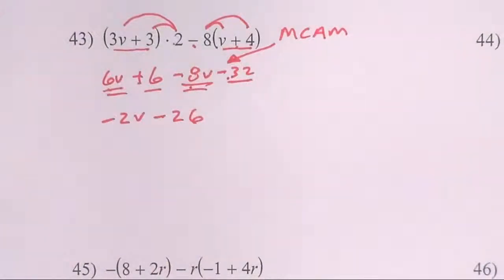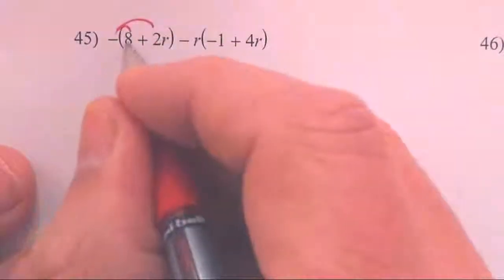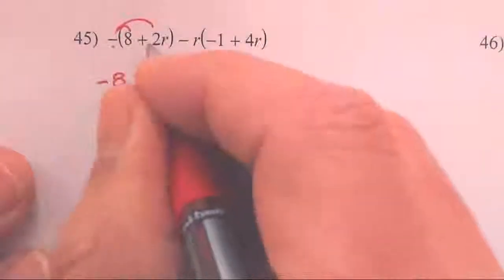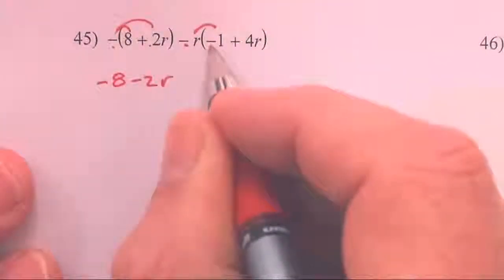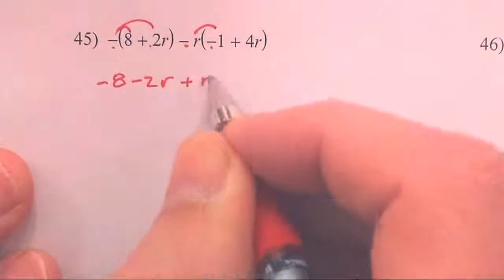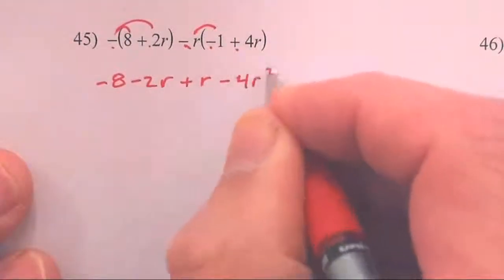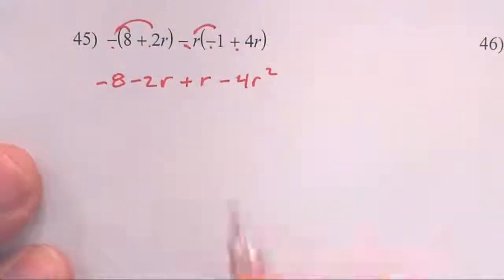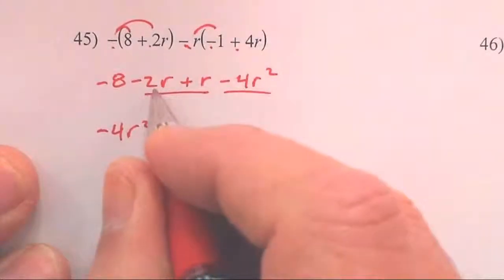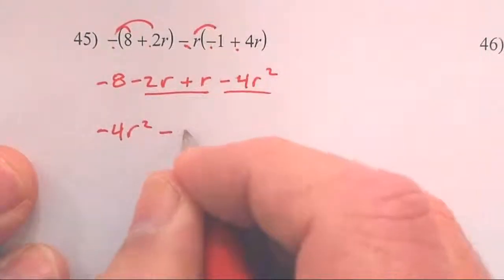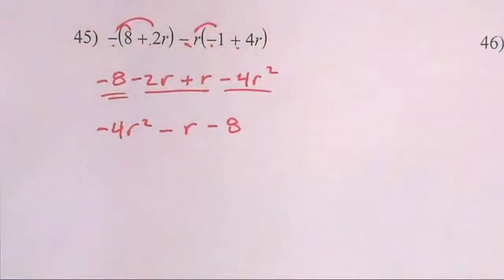Just jump onto the next page. 45. Distribute this negative. Minus times positive, minus 8. Minus times plus, minus 2r. Distribute negative r. Minus times minus, plus r times 1. And minus times minus, minus 4r squared. The only r squareds I have are right here. r's, minus 2 of them, plus 1 of them. Minuses win by 1. And a plain old minus 8.